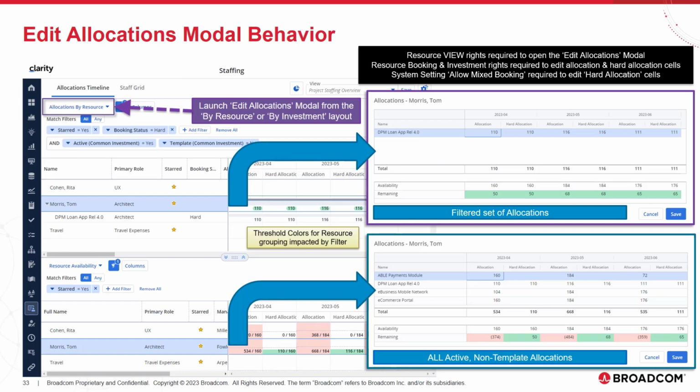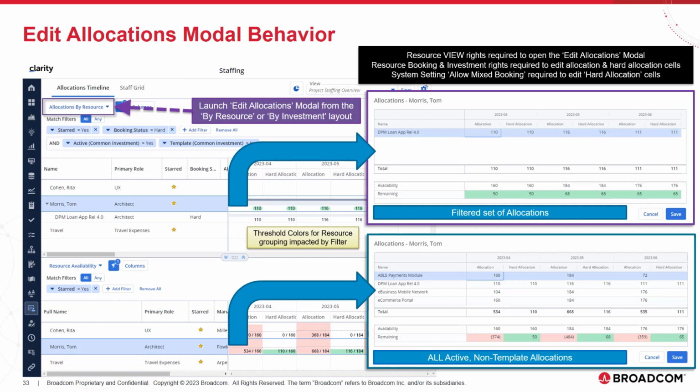When the user opens the modal from the timeline, the list of allocations is affected by the filtering in either layout, by resources or by investments. Filtering on the fields from the investment objects or from the staffing allocation object that changes the list of allocations shown in the timeline affects the list of allocations shown in the modal. You can see the totals and colors in both the timeline and the modal match due to the filtering.